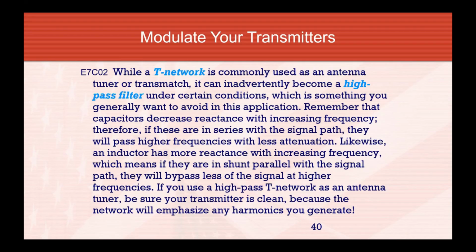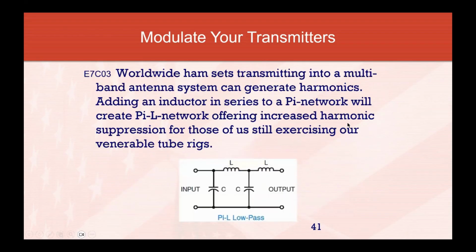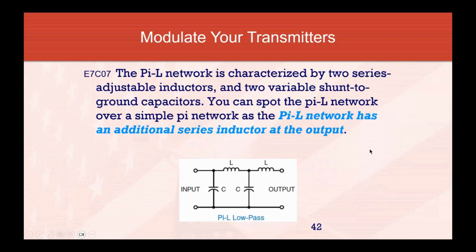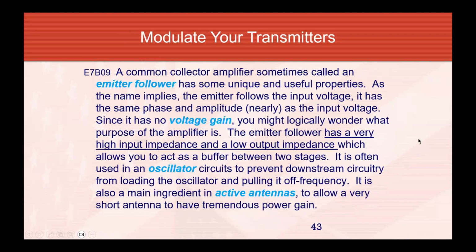Okay, T-networks, high-pass filter. We pretty well killed that subject already, I think. Talking about the pi L, remember the L? The inverted L looks like this thing. This would be a low-pass filter because the low frequency is going to pass through the two coils. The high frequency would be drained off through the two capacitors. Pi L is an additional inductor at the output. That's the L on the right on the output side.